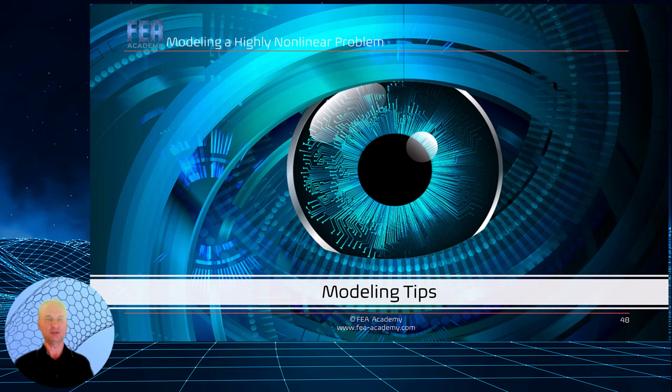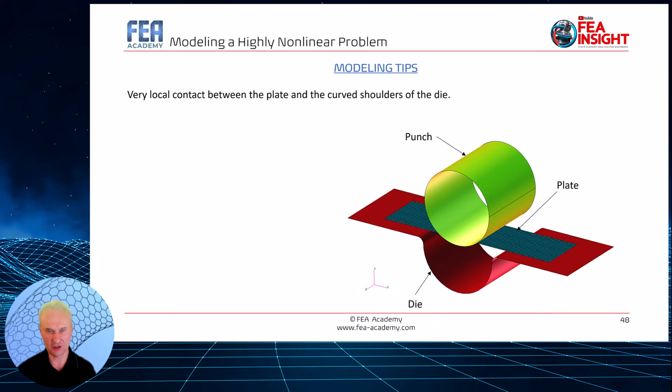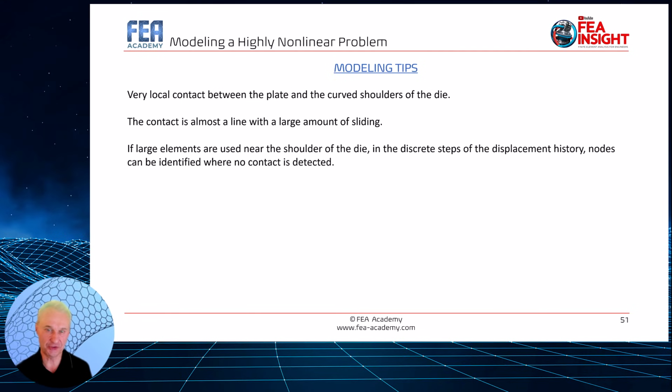So here are a few modeling tips that I want to share with you. One of the complicating characteristics in this problem is a very local contact between the plate and the curved shoulders of the die. In fact, the contact is almost a line with a large amount of sliding. So if large elements are used near the shoulder of the die, in the discrete steps of the displacement history, nodes can be identified where no contact is detected.